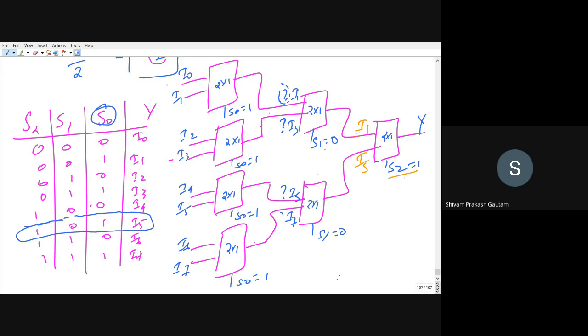So which will it select? Output Y will be equal to how much? S2 is 1, so I5. You can see we are getting I5 here, right? So you can arrange in this way and check for any of these combinations, and you will get that output only. So here we have implemented an 8 cross 1 mux using 2 cross 1 muxes. Is there any doubt you can ask?